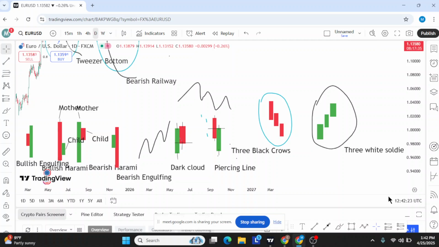So we've covered majorly all the candlestick patterns we have. So now I'm giving room for questions before we dive into our chart and look for some examples on chart before we call it a day. So any question?